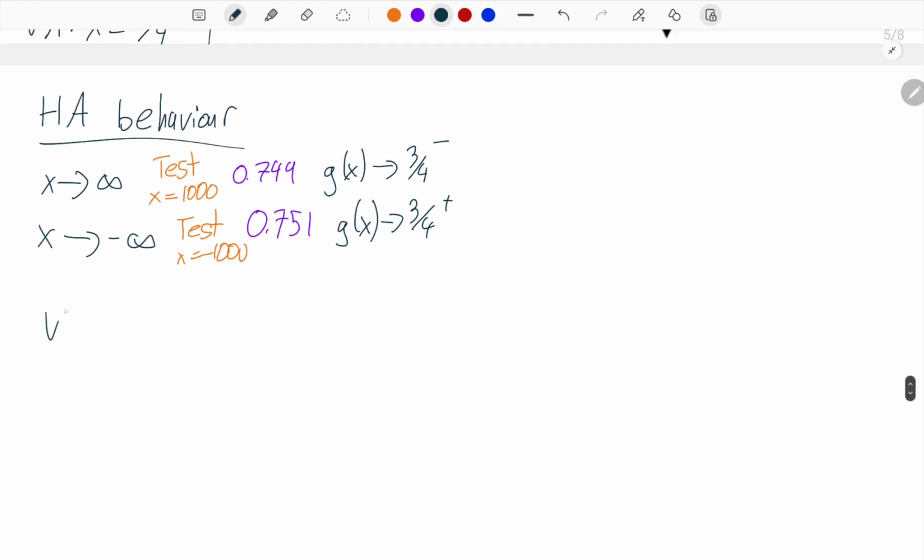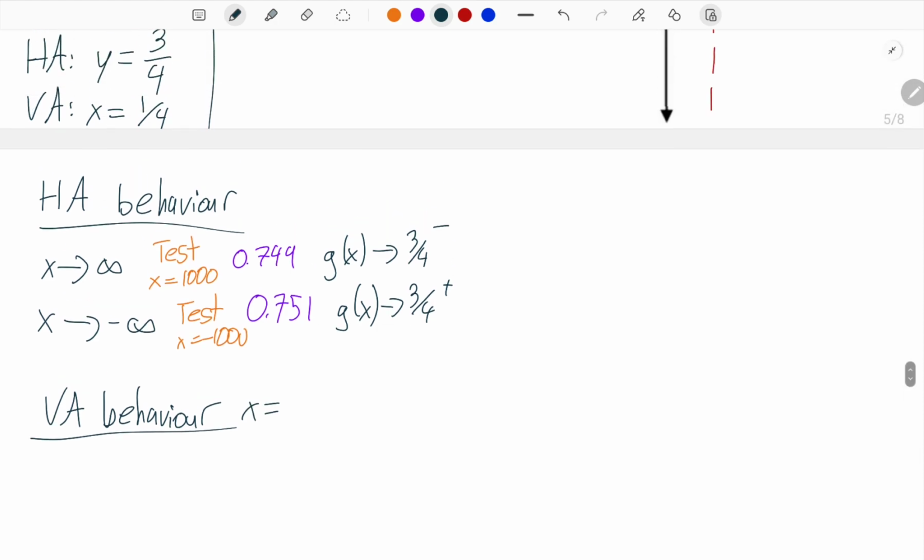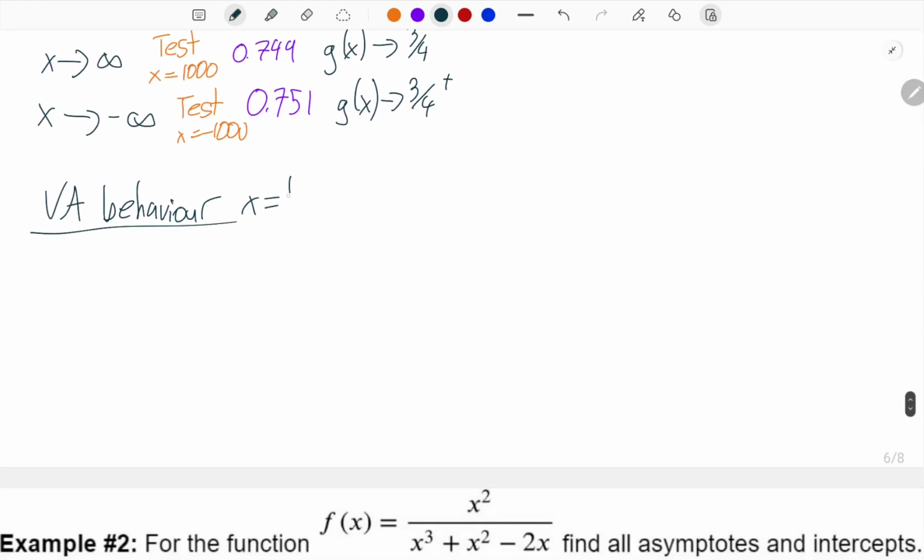All right, and the vertical asymptote behavior, again, just pick something near your vertical asymptote. In this case, we're picking something around x equal to 1/4. So as x approaches 1/4 from the left, so something smaller, and as x approaches 1/4 from the right, something bigger.